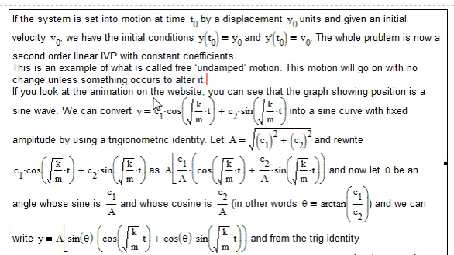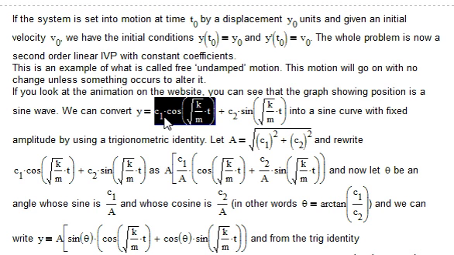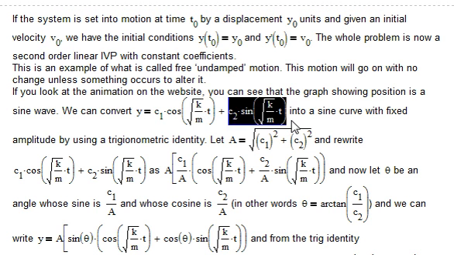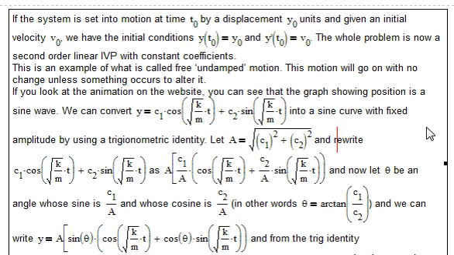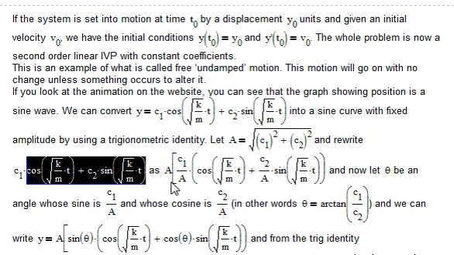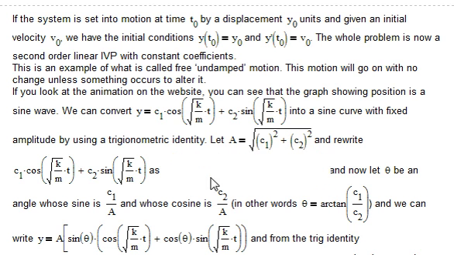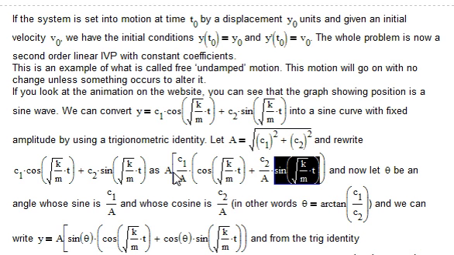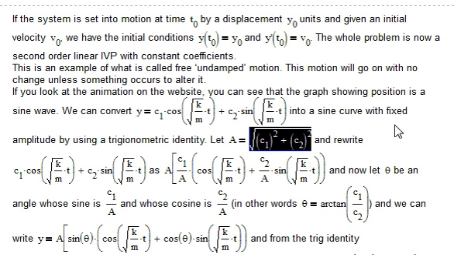If you look at the animation on the website, you can see the graph that shows position is a sine wave, and we can convert y equals c1 cosine of square root of k over m t plus c2 sine of square root of k over m t into a sine curve with fixed amplitude by using a trigonometric identity. If we let A equal the square root of c1 squared plus c2 squared, we can rewrite this as A times c1 over A times cosine of this plus c2 over A sine of this, where A is this square root thing, as we said before.